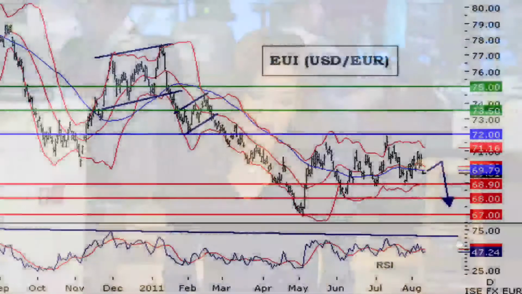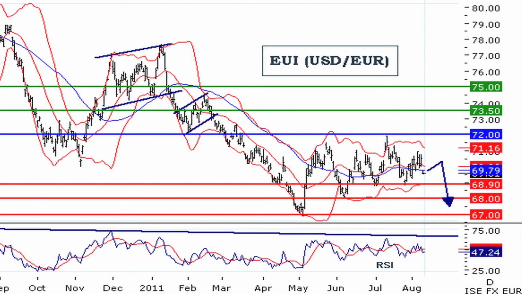Now, moving on to the EUU, the dollar against the euro, that pair is seeing downside pressure as well. It does stand below its resistance, and the RSI is capped by a declining trend line. Therefore, the preference of Trading Central analysts is short positions below 72, with targets coming in at 68.90 and 68 in extension.